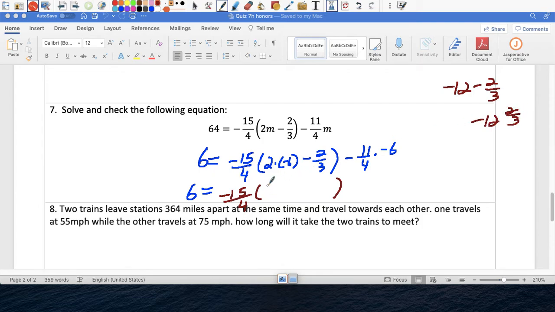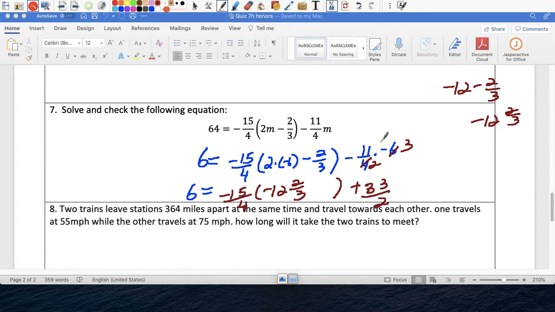Do I want to leave my answer like that? Right. So negative 12 and 2/3. I have it. You can have a calculator. And then minus 11 over 4 times negative 6 is going to be positive because a negative times a negative. And this is just a 2 and this is just a 3. So that just becomes 33 over 2.